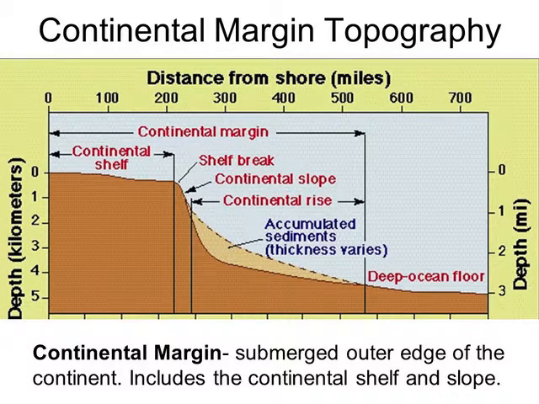So continental margin has 4 main components to it. You have your continental shelf, you have your shelf break, your continental slope, your continental rise. So those are the main things, and those 4 will make up your continental margin. So that entire area, from the beach itself to the edge of the continental rise, before it hits the deep ocean, that is your continental margin.